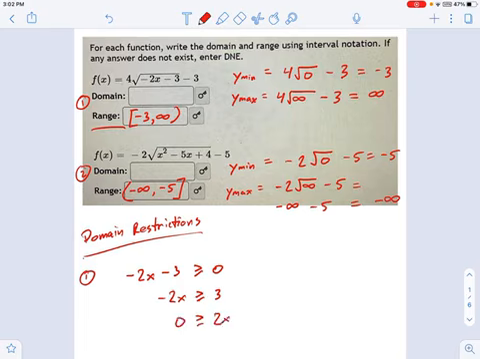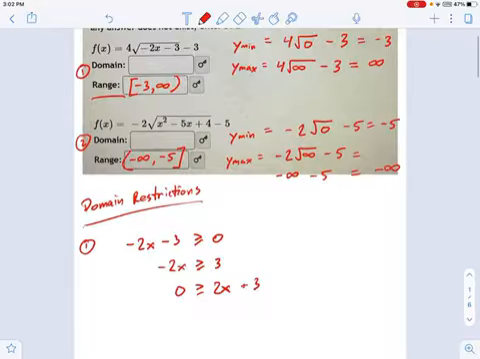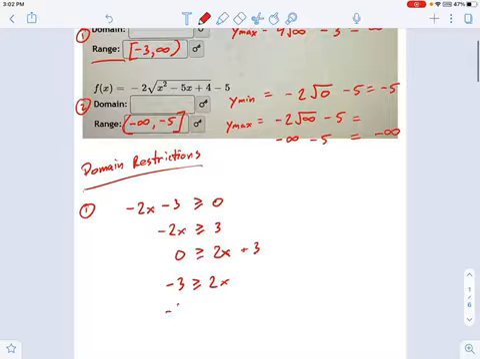See, sometimes this takes a little bit of work until you're happy with how it looks. So that means 0 is greater than or equal to 2x plus 3. That means negative 3 is greater than 2x. Likewise, you can divide. Negative 3 over 2 is greater than x.